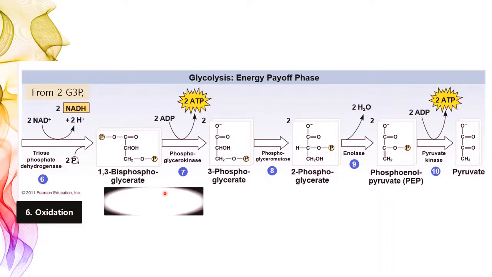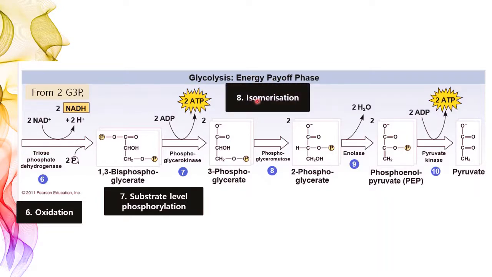1,3-biphosphoglycerate will next undergo substrate level phosphorylation. In this step, ATP will be produced. The phosphate from the 1,3-biphosphoglycerate will be donated or transferred to ADP to produce ATP, and this will produce 3-phosphoglycerate.